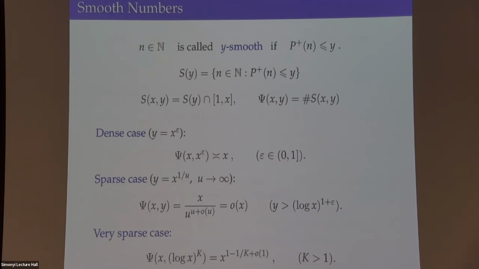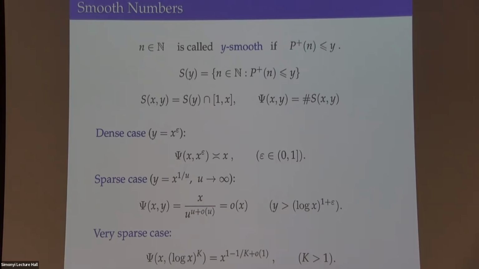So an integer n is called y-smooth if all of its prime factors are bounded above by y. That means if its largest prime factor, denoted here by P plus of n, is less than or equal to y. We denote by S of y the set of y-smooth numbers. And for any cutoff parameter x, we denote by S of x comma y the subset inside the interval of integers between 1 and x. Psi will denote the cardinality of the set.